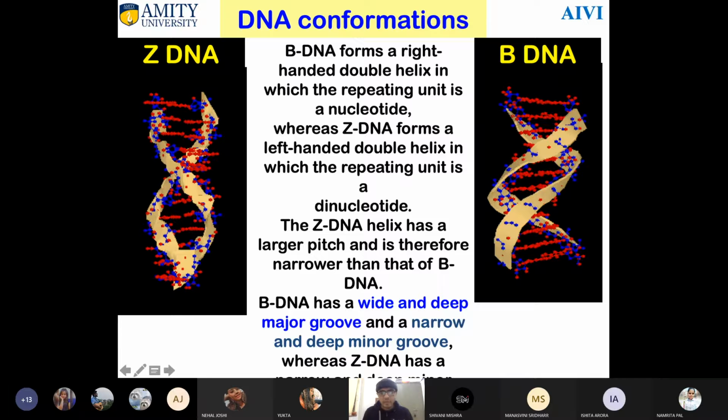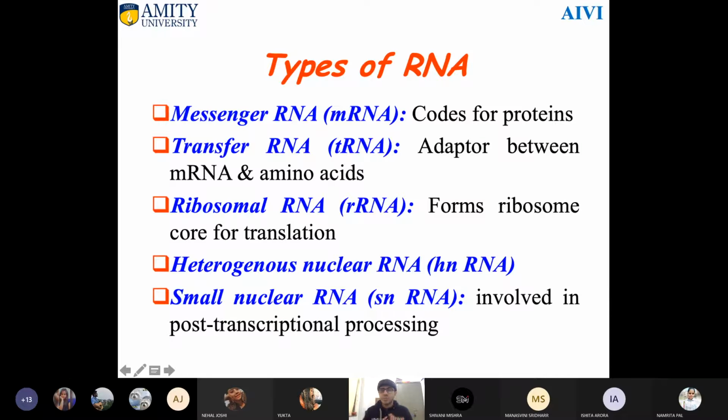Next is the types of RNA. You all know there are 5 types of RNA: mRNA, tRNA, rRNA, heterogeneous RNA called hnRNA, and small nuclear RNA, snRNA. Important ones are going to be these 3, because the first 3 are involved in protein synthesis, transcription, and translation. The latter ones are mostly part of the control process, the post-transcription or expression process, in how they control them.